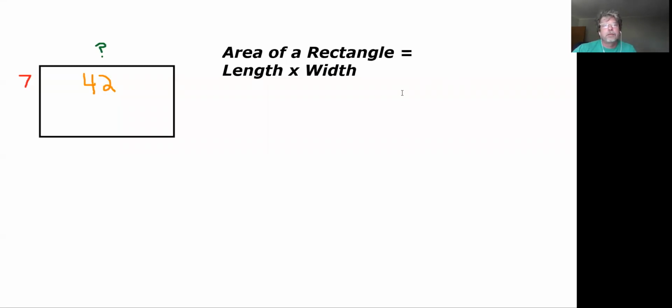So let's look at this application involving the area of a rectangle. If you recall, the area of a rectangle is length times width. That will count how many squares are inside of a rectangle.